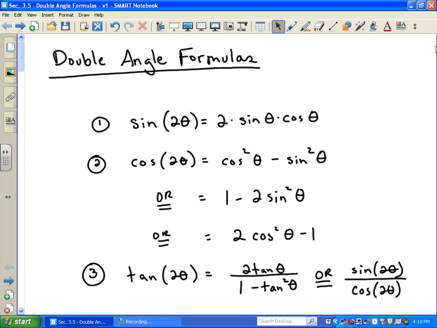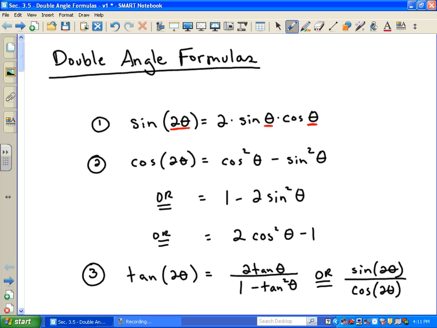The first one, sine of a double angle is equal to 2 times sine of the single angle times cosine of the single angle. Do make sure that you notice that you're inputting different things into your function. In other words, on this one, the angle is doubled, and then on the right-hand side, the angle is single. Okay?